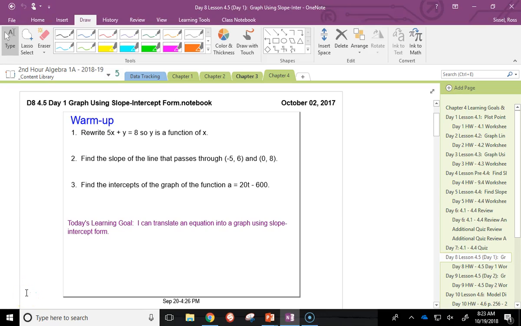Alright, we are on day 4.5, graph using slope-intercept form. Yesterday you guys took your quiz. I have a couple people that have to finish theirs up, but I will get those back to you as soon as possible. Mainly I'll give it to you Monday.